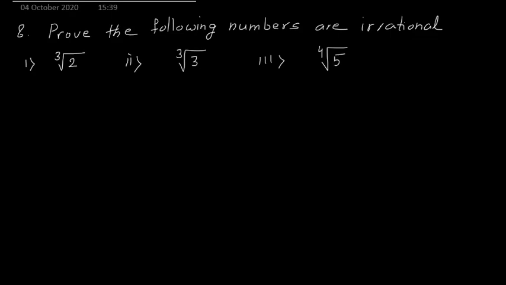Now here we have to prove that the following are irrational numbers. So as we have done the proof for root 2 is irrational, root 3 is irrational, in the same way we can do third root of 2 is irrational. So here what we do, first problem, let us see this first problem, which is third root of 2. So here I will say that let this third root of 2 be a rational number.